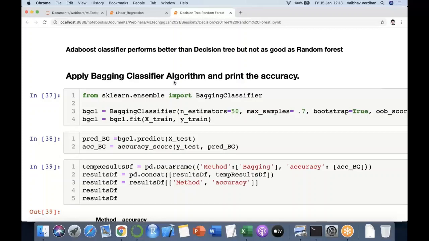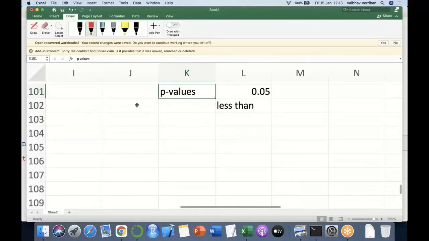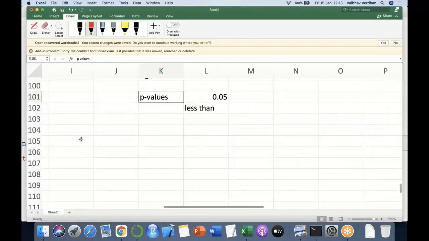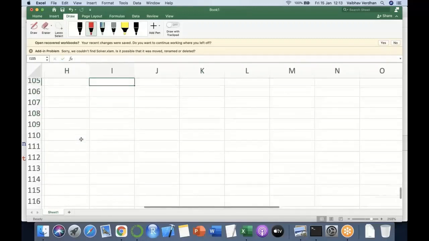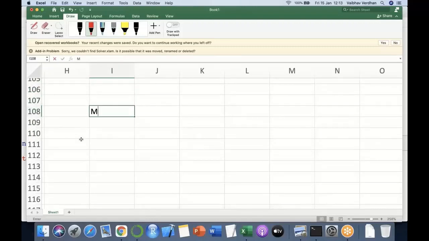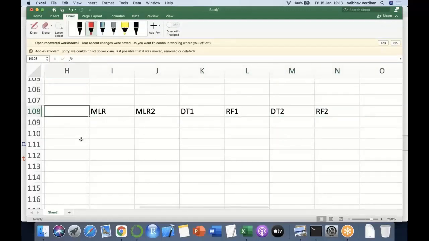Now, how would you select? Let's say you created multiple algorithms, and how would you select your best model? In the case of regression problems, let's say you created a multiple linear regression model. You created the second iteration of that. You created a decision tree iteration 1. You created a random forest iteration 1, decision tree iteration 2, random forest iteration 2. These are the models which you create.